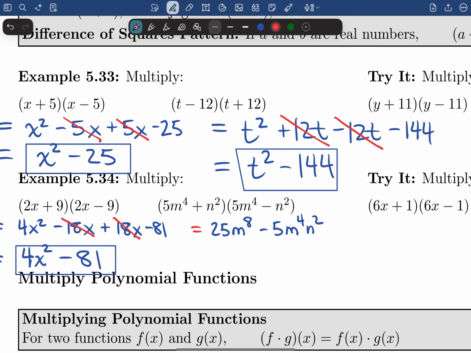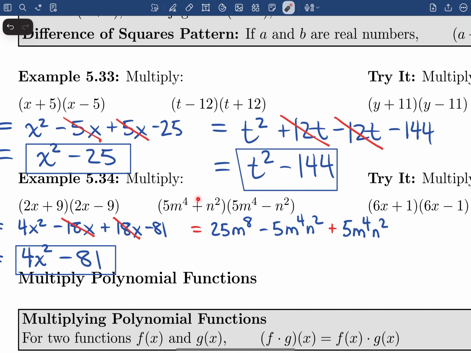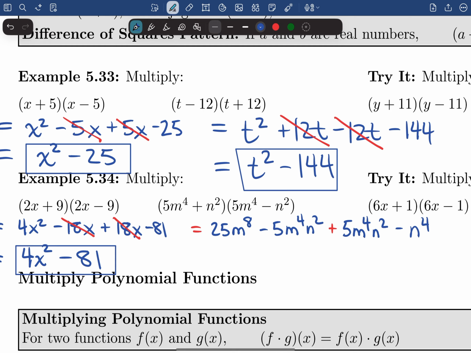Now the inner terms: n squared times 5m to the fourth is also 5m to the fourth times n squared. And lastly, we have n squared times negative n squared, which is negative n to the fourth. We notice that the outer and inner terms are the same value, opposite signs, so they cancel each other. And this becomes 25m to the eighth minus n to the fourth. That's the result.